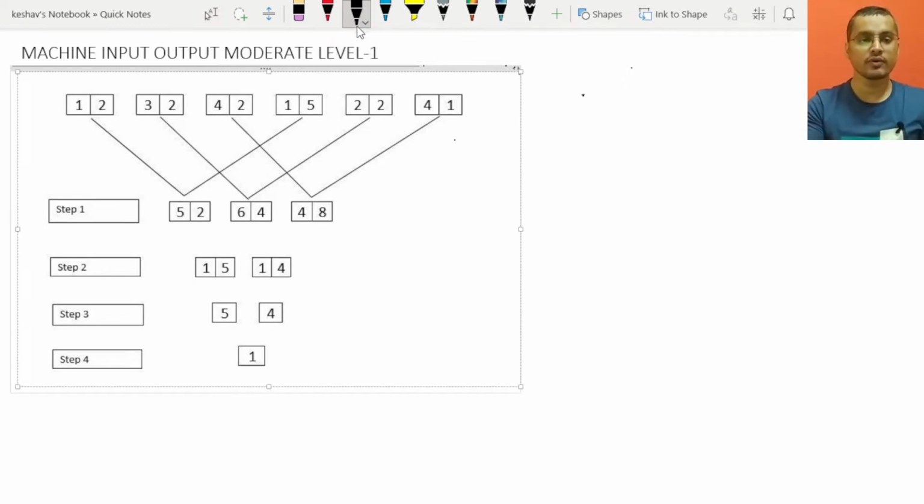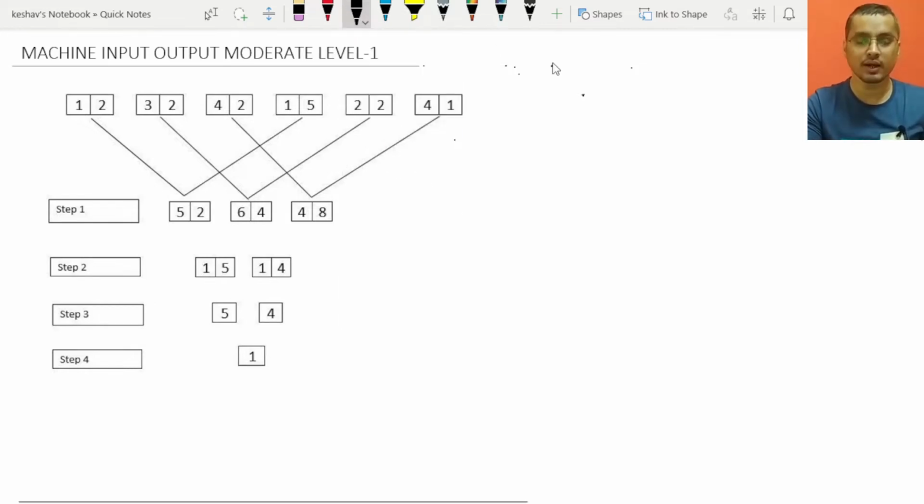So guys, in this session we are going to solve the moderate level questions of machine input output, which is very important for any prelims paper, or if you are giving the IBPS Clerk Mains paper or IBPS RRB Mains paper. So it is very important and we should know how to solve these questions, because we can't skip this type of questions because it is very scoring and very easy. So you can easily score 5 out of 5.